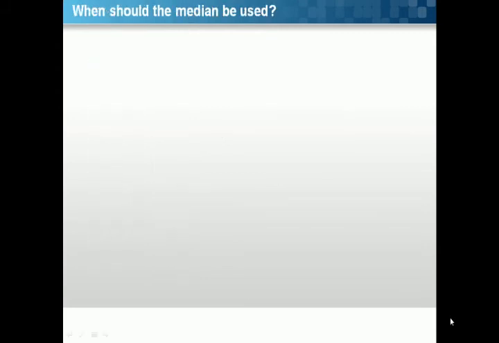Okay, so when should the median be used? By now maybe you've read enough to know that there are 3 measures of central tendency, or at least 3 that are more commonly used than others: the mean, the median, and the mode. The mean is by far the most frequently used, but there are times when the median is a more appropriate measure. So let's take a look here.